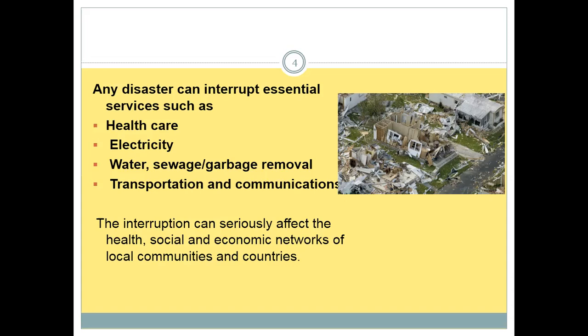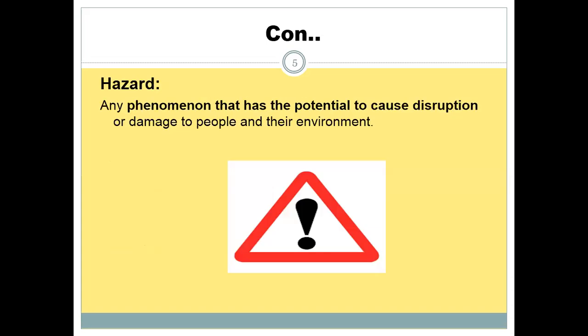So in the definition we have written that the interruption can seriously affect the health, social, and economic network of local communities and the country. If it's a pandemic on a local scale, it will definitely affect the local communities. And if the disaster is on a global scale, then each and every person can get affected. So this is the definition of it.